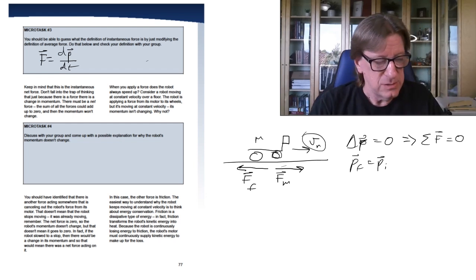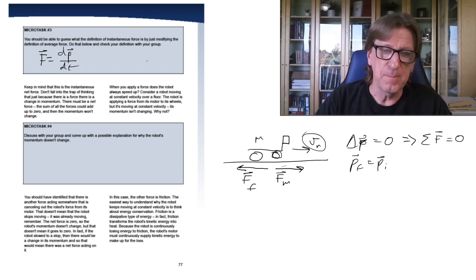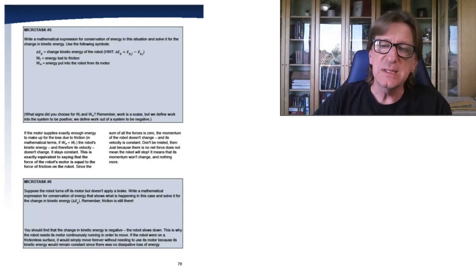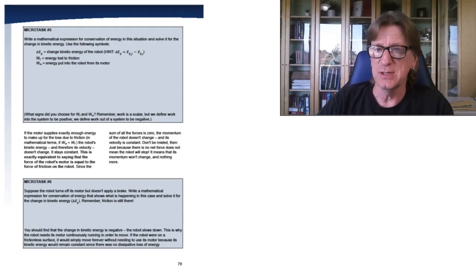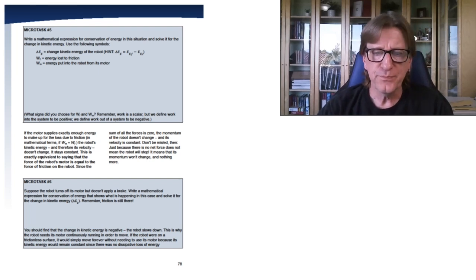Okay, take a look at the next page here. Let's go to our conservation of energy in this situation and see if we can figure out what's going on. So our robot, let's redraw our robot here. He's moving at this constant velocity right here. There is a force going this way due to the motors, and then there's a force going this way due to friction.